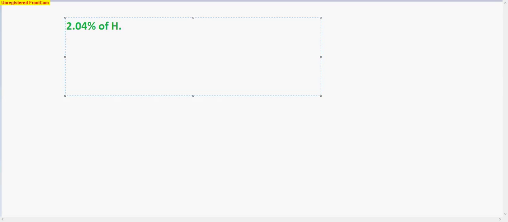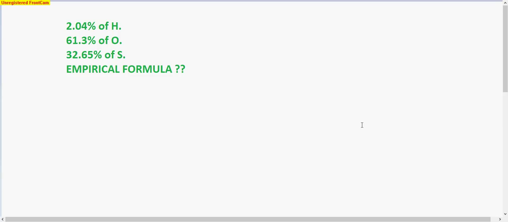Then we have 61.3 percentage of oxygen. Then we have 32.65 percentage of sulfur. We need the empirical formula. This question is something similar to the last one, but in this we have 3 instead of 2. Okay, let's start doing this.